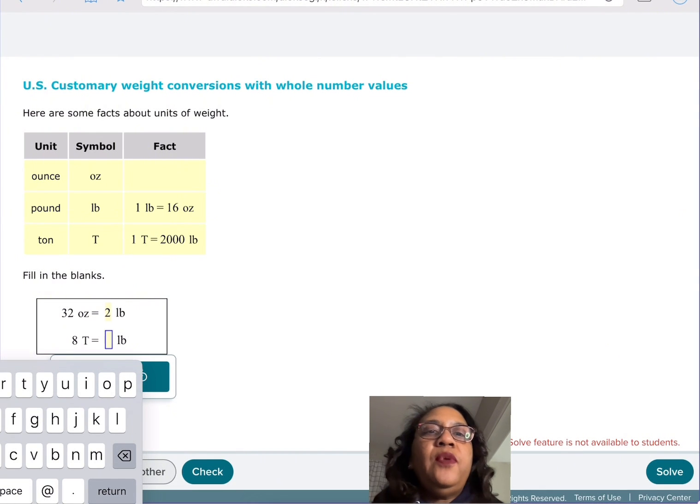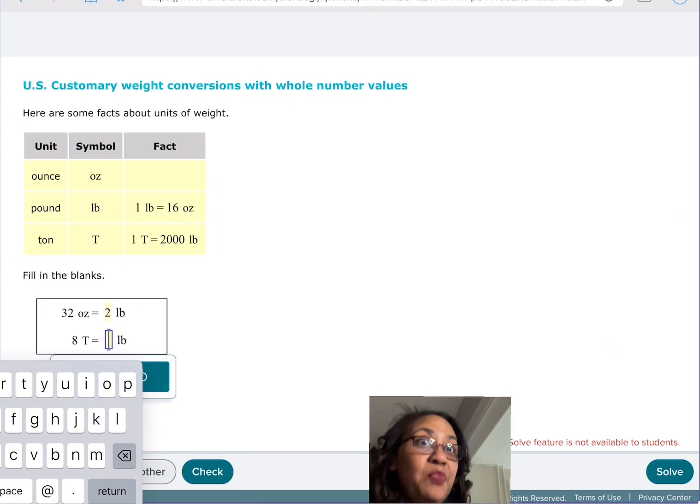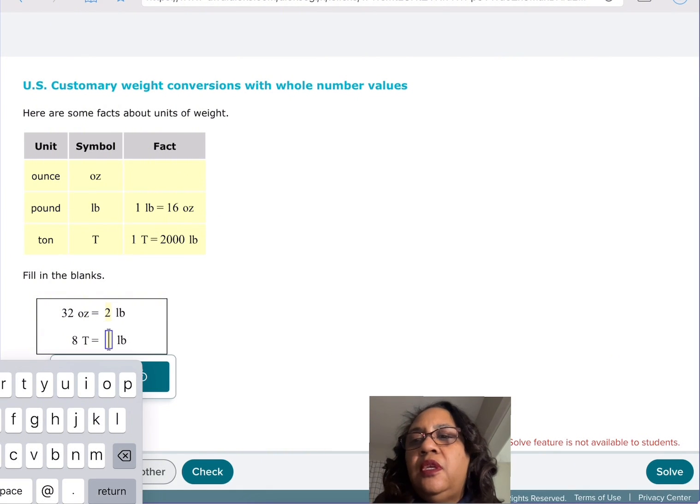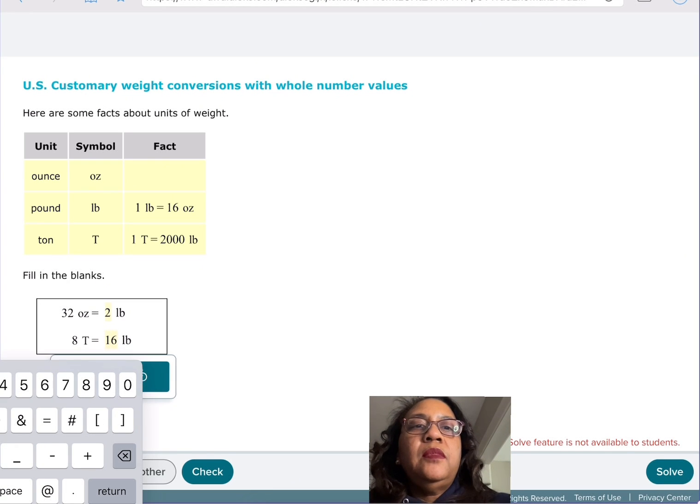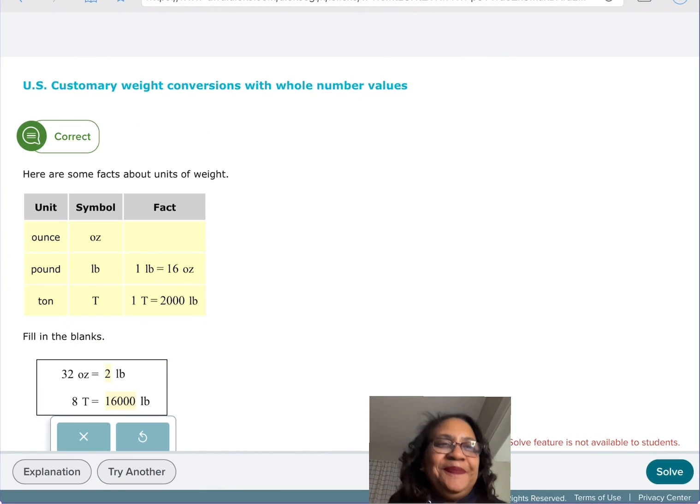And then we're going to go from tons to pounds. That means we're just going to have a bigger number. So it's just 2,000 times 8, which is 16,000. Let me just make sure. Yep. Once in a blue moon, I mess up zeros.